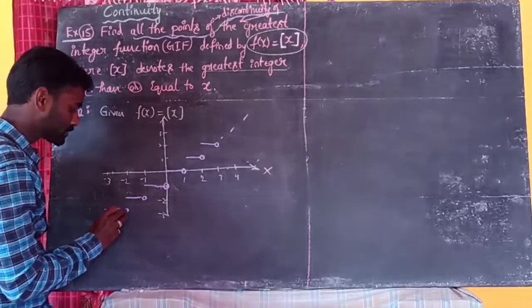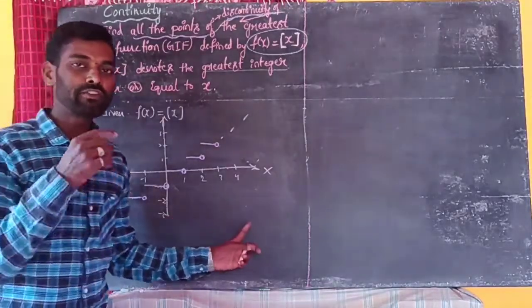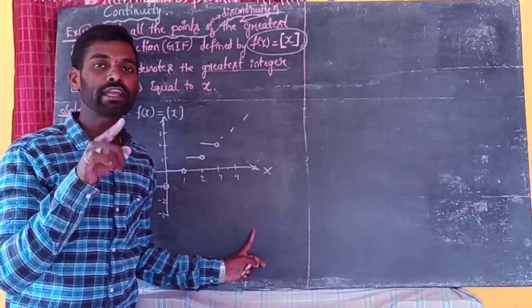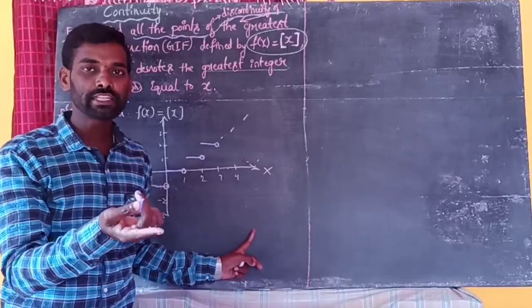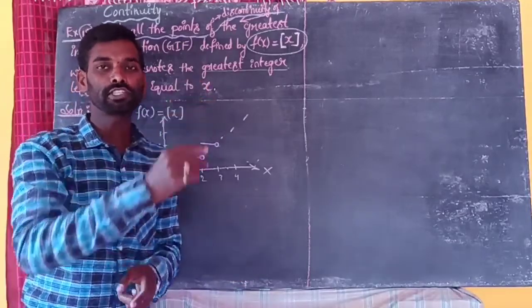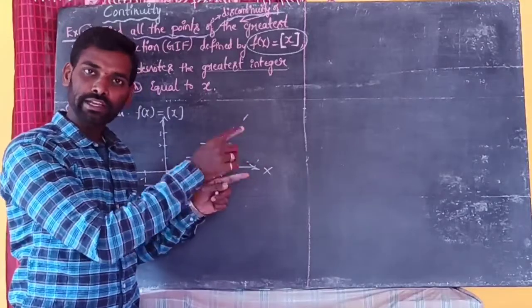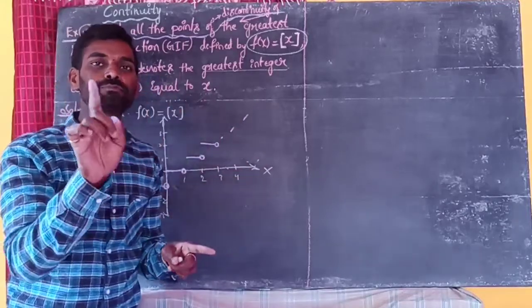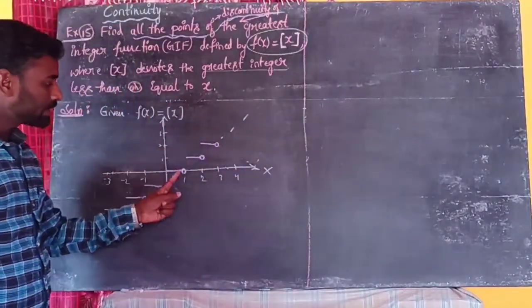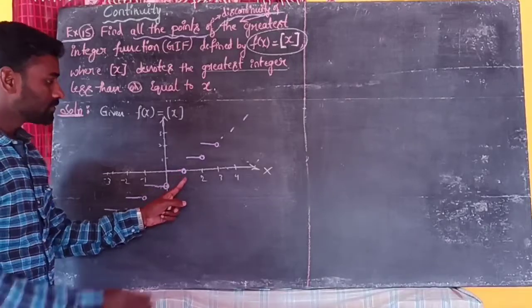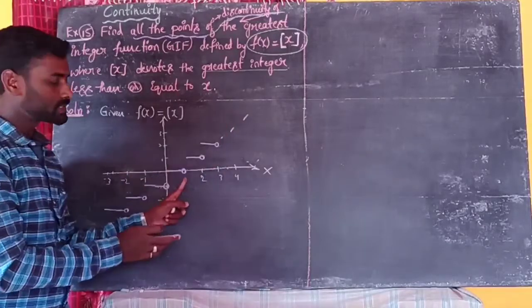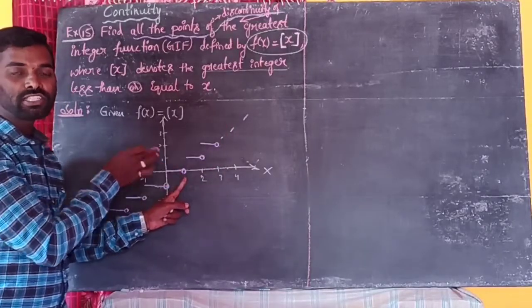Now observe. By the definition of continuity, if we draw the graph of a function without lifting the pen, then the graph of that function is said to be continuous. Here observe, while drawing the graph of this function, we lift the pen, right? That's why the graph of this function is discontinuous.